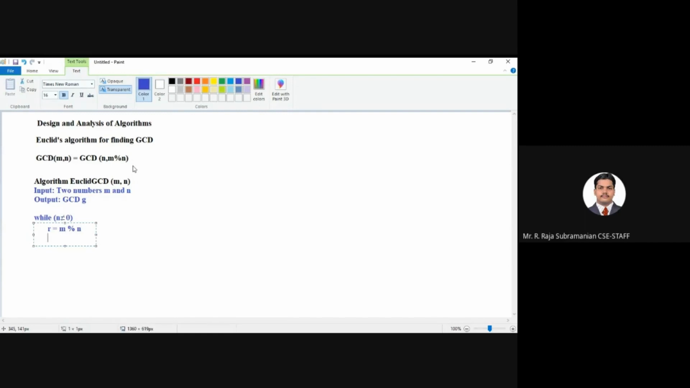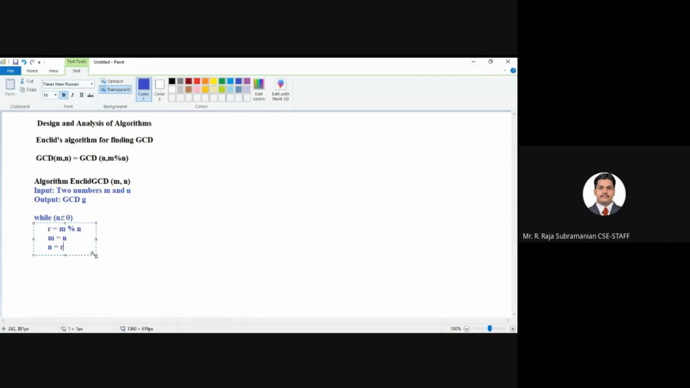Next, I have to update my m and n values. m is equal to what will be the m value in the next iteration? n. Very good. What will be the n value in the next iteration? m modulo n, or I can write it as r. I should not write m mod n here. Why? Because if you write m mod n here, the new m value will be the n value that will be coming here. So only I calculated a temporary variable r, right?